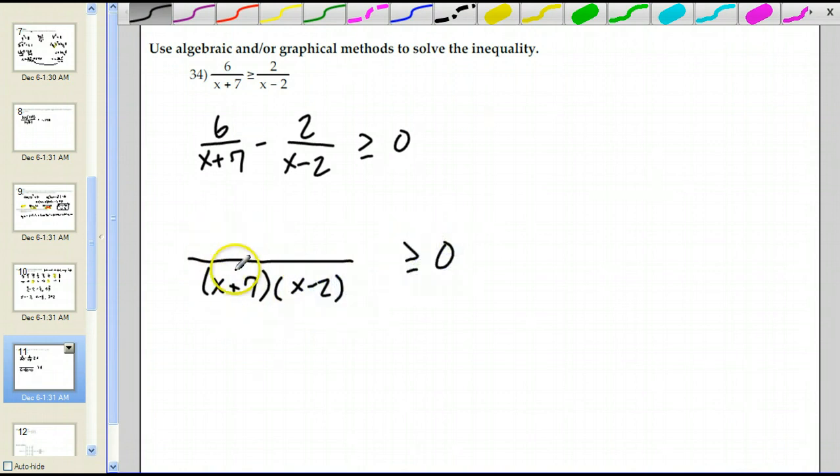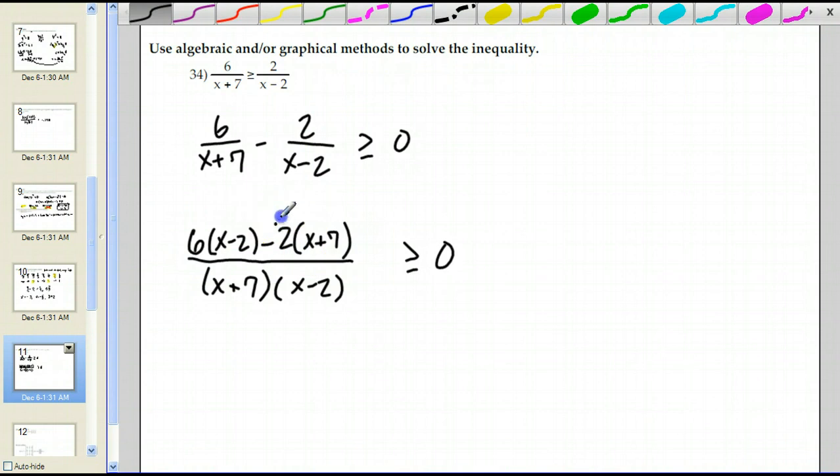Alright, so to get this one from x plus 7 to x plus 7 times x minus 2, I had to multiply by x minus 2. So I need to multiply 6 times x minus 2 up top. Alright, and then up here I have a minus in between. Then I had a 2 over x minus 2. Right, to get x minus 2, x plus 7, I had to multiply that by an x plus 7 as well.